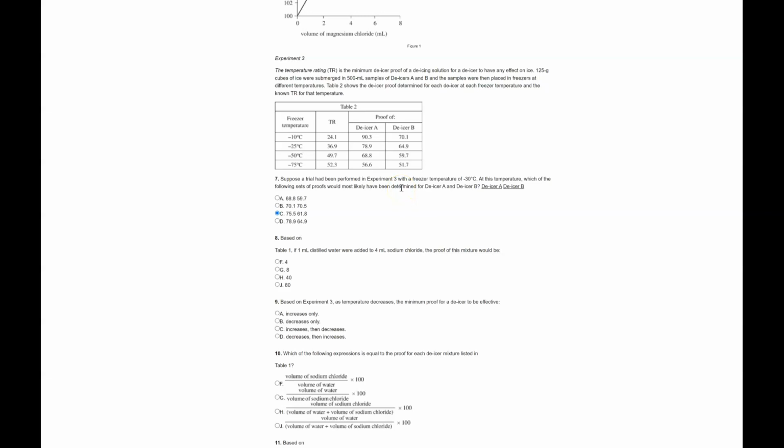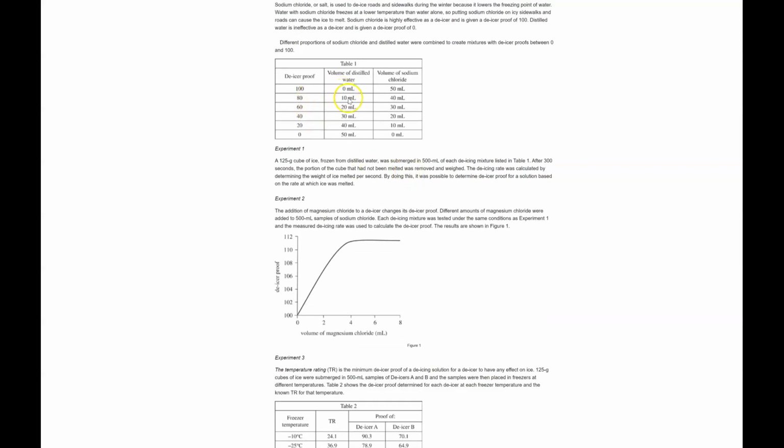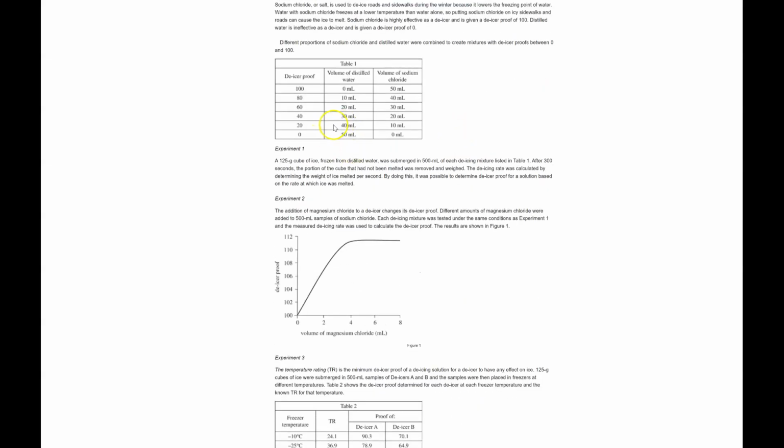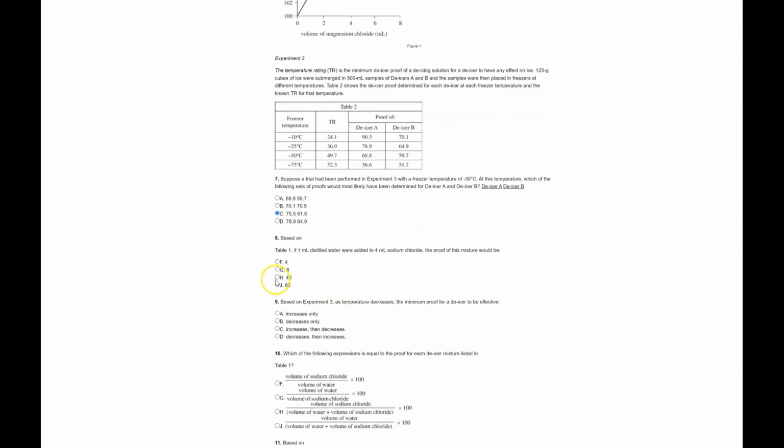Table 1. Based on table 1, if 1 milliliter of distilled water were added to 4 milliliters sodium chloride, the proof of the mixture would be what? All right, so 1 to 4 is going to be the same as 10 to 40. So 1 to 4 ratio is going to be 40 water to 10, so it's going to be a 20 de-icer proof versus an 80 de-icer proof, which only leaves 80.